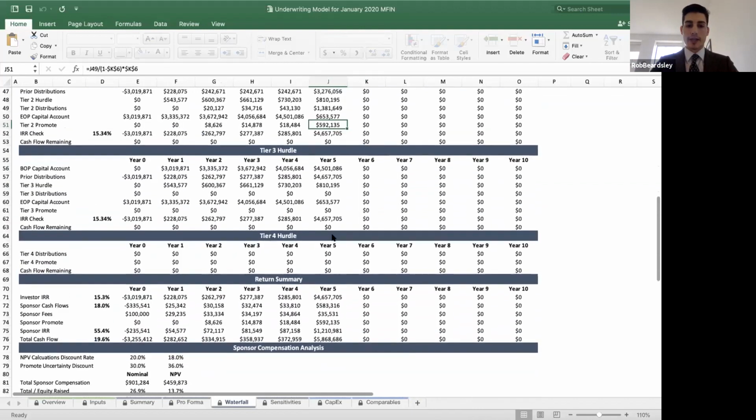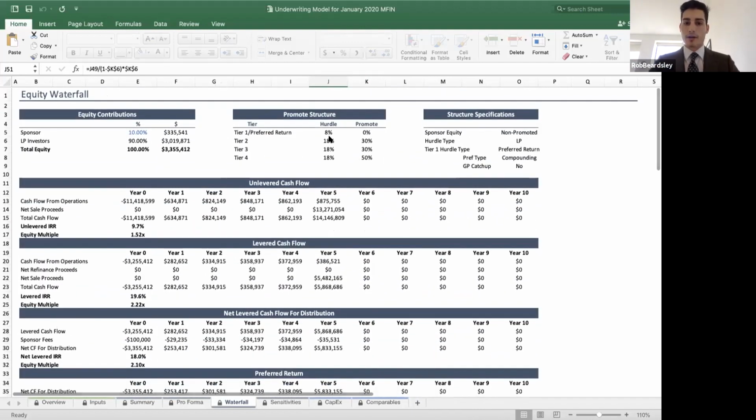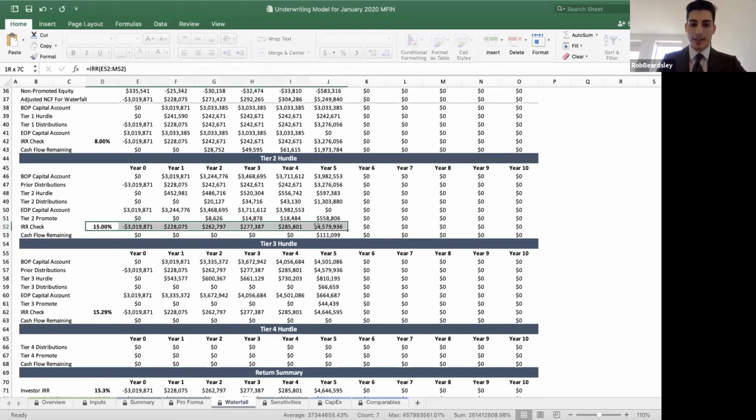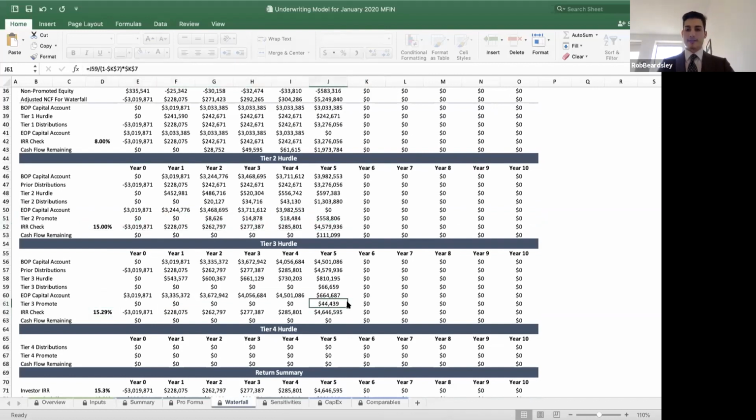And again, we can get into different structures where maybe up to the second tier is only 15%, and then this becomes 40. And then you'll see that in tier 3, there's just a little bit more IRR left, a little more juice left after 15. And so the sponsor gets 40% of what's remaining of this 111,000.